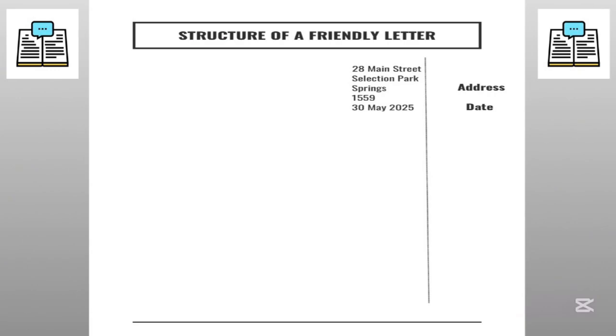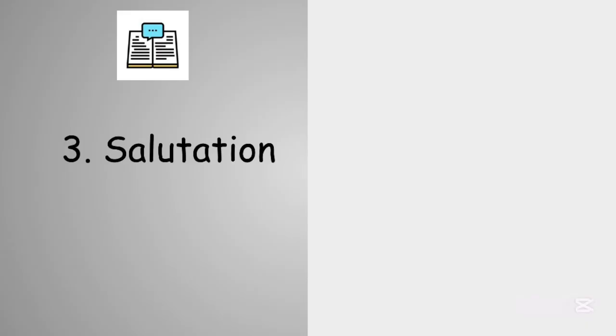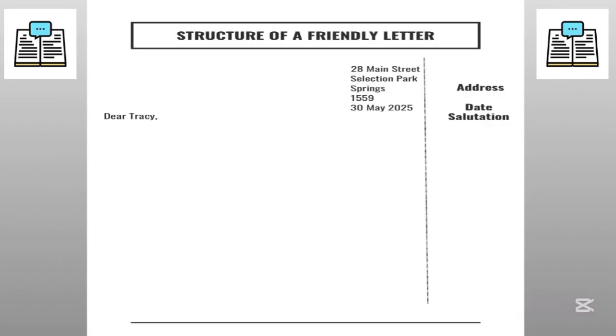Number 2, date. The date appears immediately underneath the postal code, and you still keep it on the far right hand side. Number 3 is salutation. Salutation is your greeting. Now this needs to appear on the far left hand side, and you must make sure that you do not skip a line between the date and the salutation. There shouldn't be a line skipped.